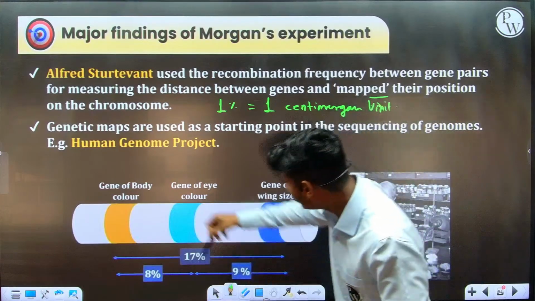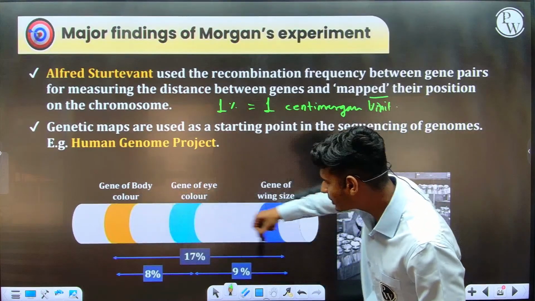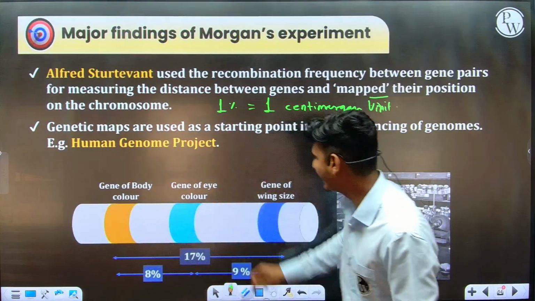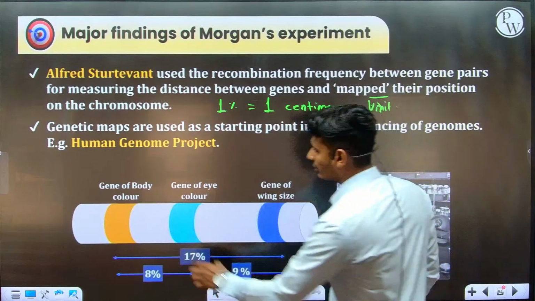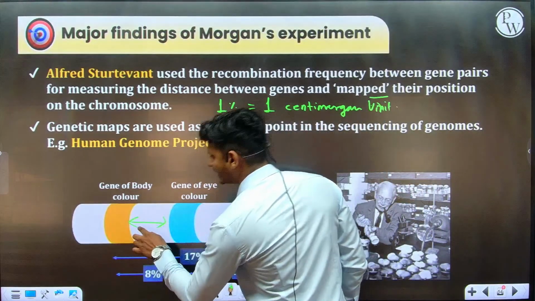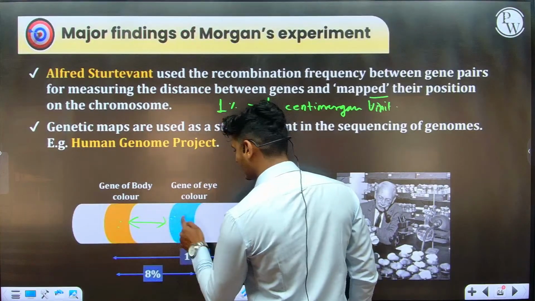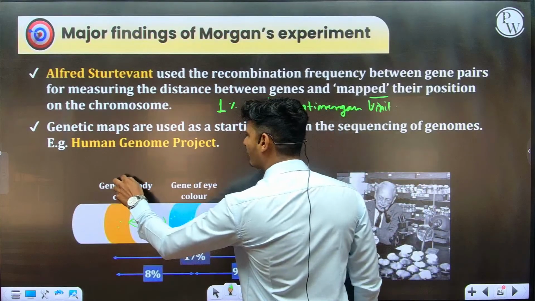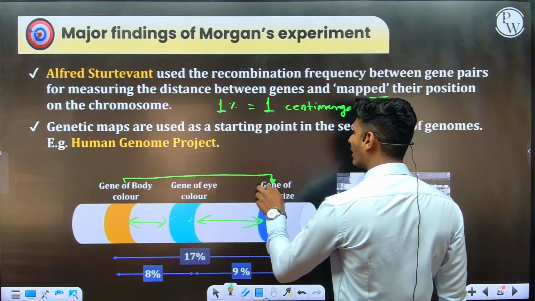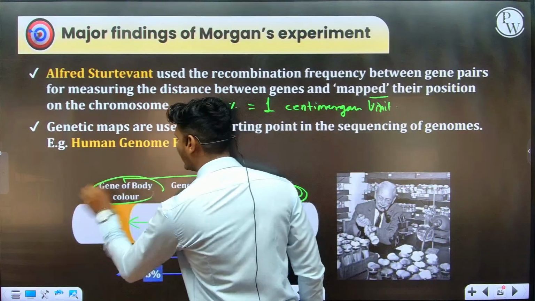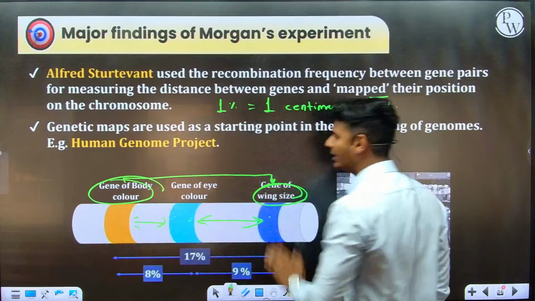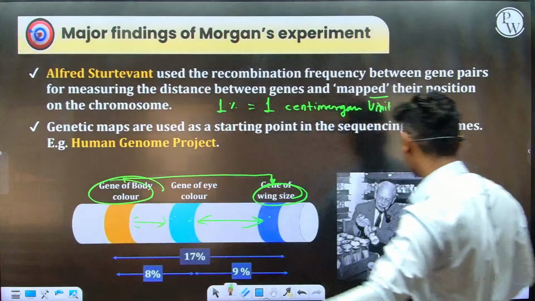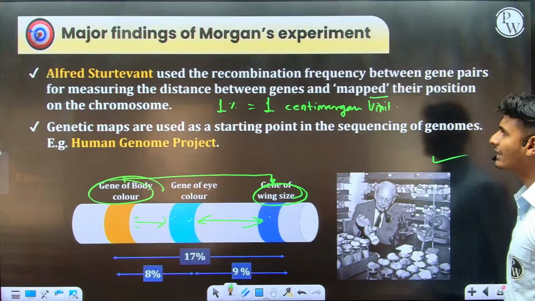So if there is 70% recombination, there is a 70 centimorgan distance. 8% means 8, 9% means 9. So those two genes are close to each other. It means between them there is linkage. Those are a little bit far, so between them is recombination. Mendel didn't perform the cross between wing size and body color, but if he took those two genes, maximum recombination would be shown because those are far away from each other. This is simple logic, and he is Alfred Sturtevant.